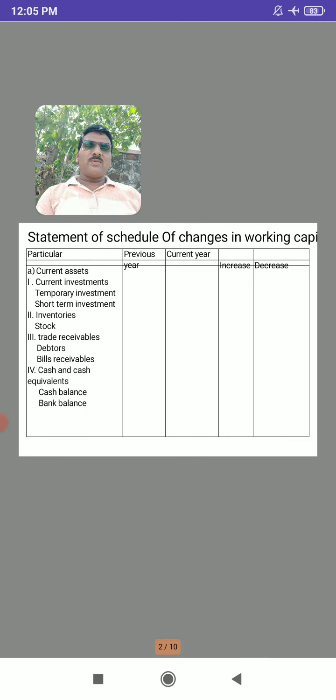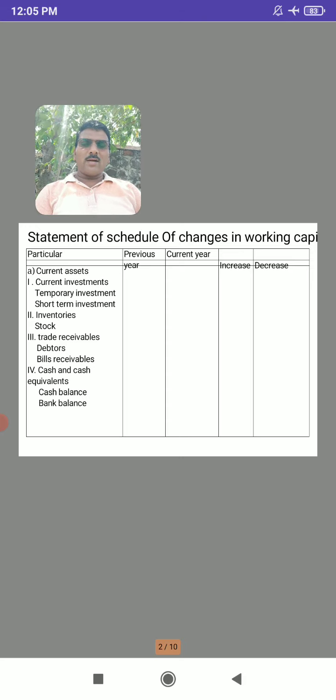First, you have to prepare the schedule of changes in working capital. After that, next we have to prepare the fixed asset account, and after preparation of the fixed asset account, the third step is we have to prepare funds from operation. We have to calculate funds from operation. After calculating the funds from operation, finally we have to prepare the fund flow statement.